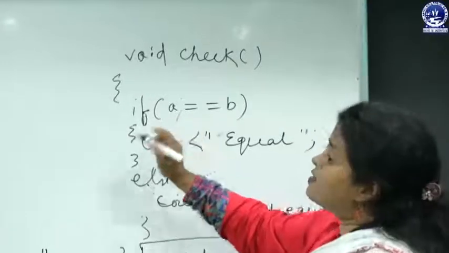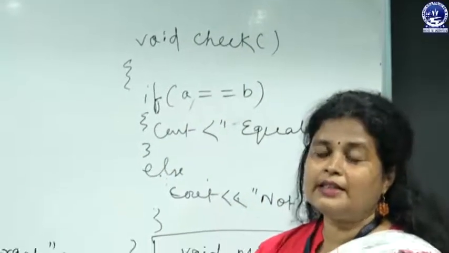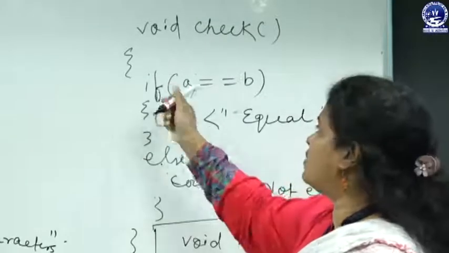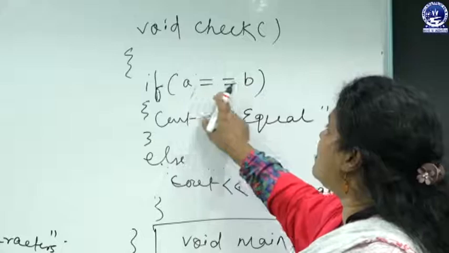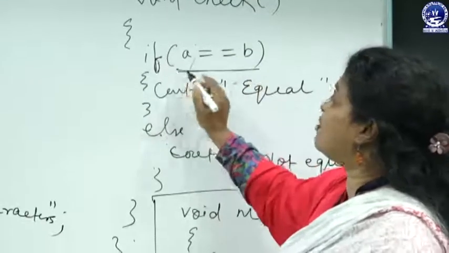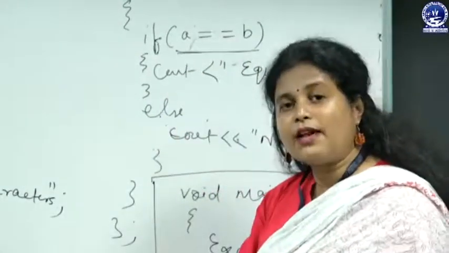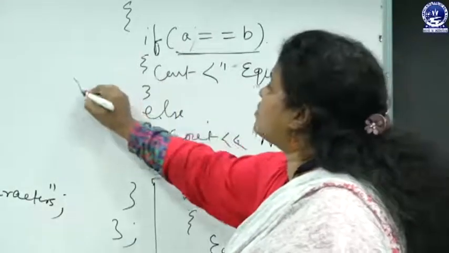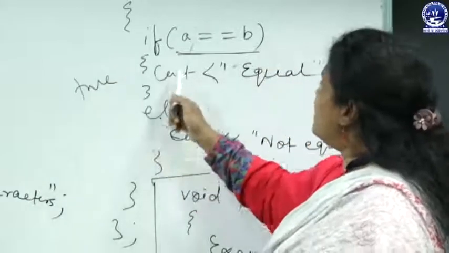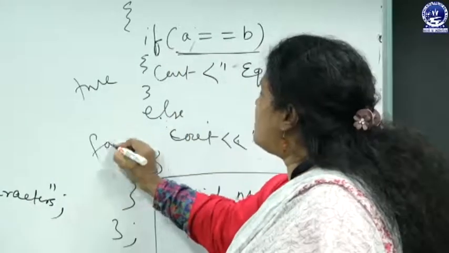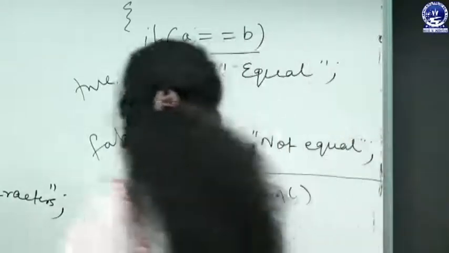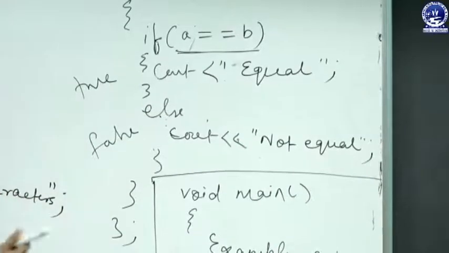Then void check, here we are checking, suppose the question is: input 2 characters and check whether the 2 values are equal. In that case, this is the program. If A equal to B, it means that here we are checking whether the 2 character values are equal or not. If it is equal, then this part will be executed, which is the true part, and if it is not equal, then this part will be executed, which is the false part. That is all.